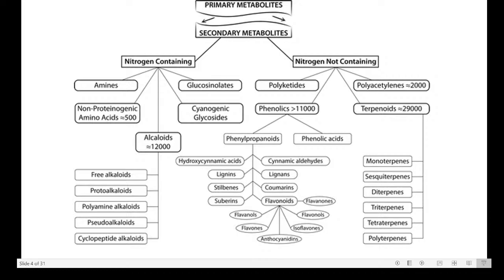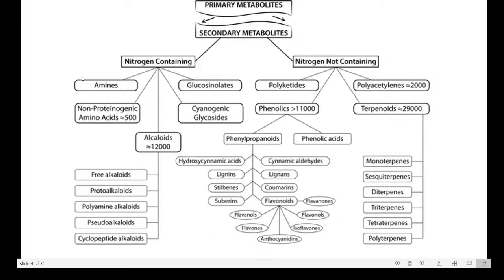Secondary metabolites are nitrogen containing and nitrogen not containing. That is, no nitrogen in those particular chemicals. Okay, nitrogen containing phytochemicals are the amines, glucosinolates, and in this we have four categories: non-proteinogenic amino acids, cyanogenic glycosides, and alkaloids. Actually, this alkaloid is a very important thing in the secondary metabolites. Okay, these are all the nitrogen containing compounds.